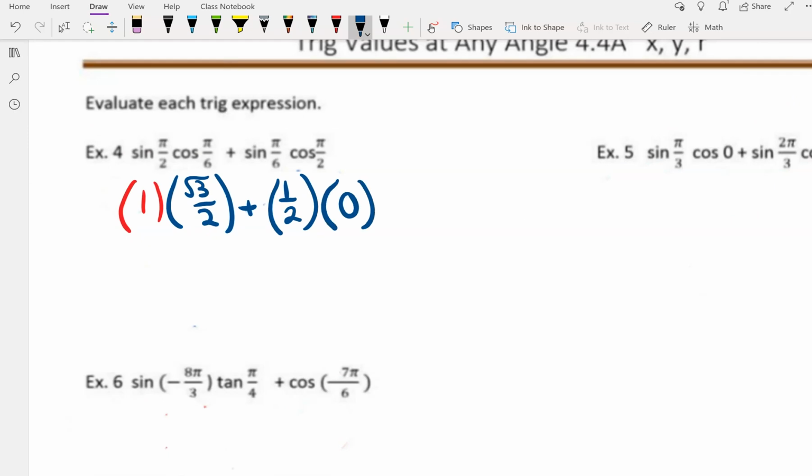And then we just simplify. 1 times root 3 over 2 is root 3 over 2. And then 1/2 times 0 is just 0. So this is our answer.